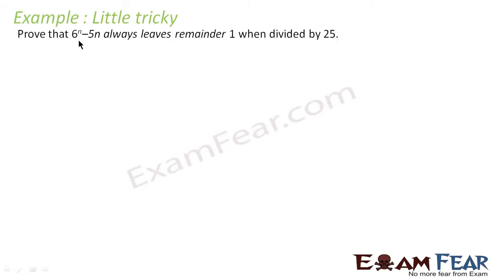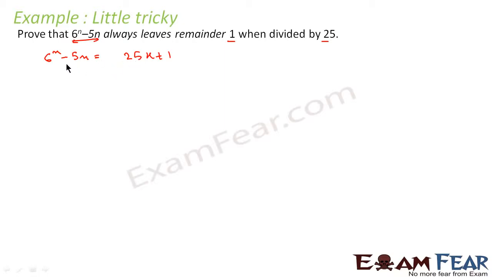So we have to prove that 6 to the power n minus 5n leaves a remainder 1 when divided by 25. That means 6 to the power n minus 5n is nothing but 25k plus 1. That means when you multiply 25 with some number and add 1, you get this. Or when you divide this by 25, you get k plus 1.